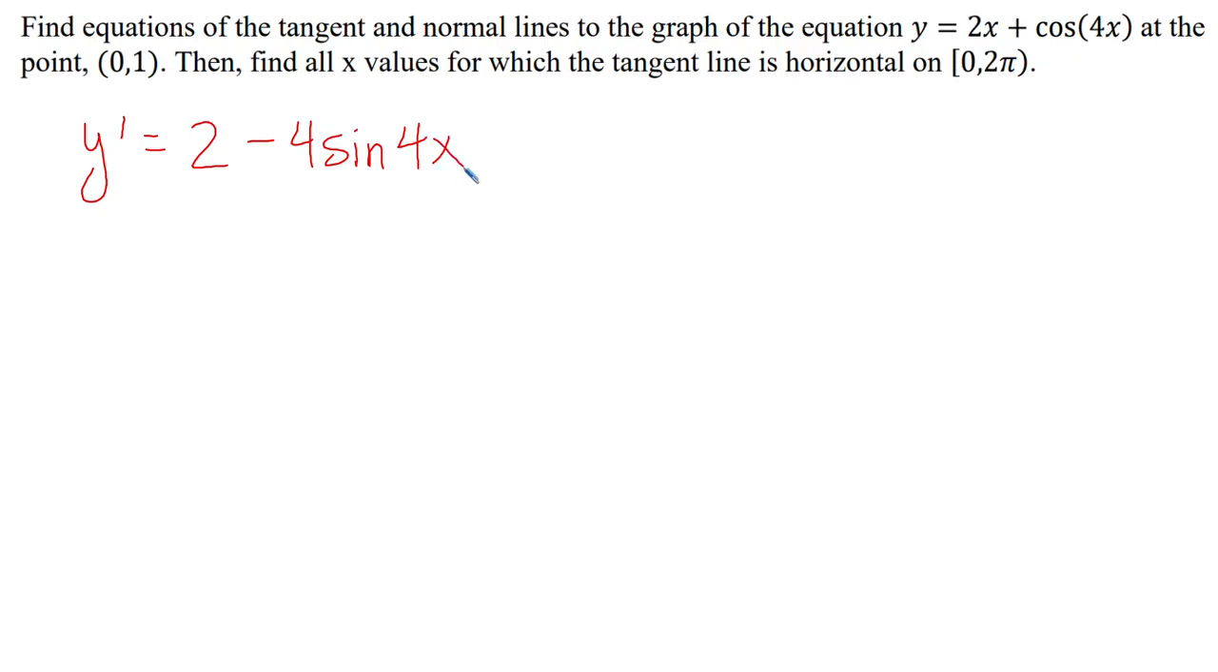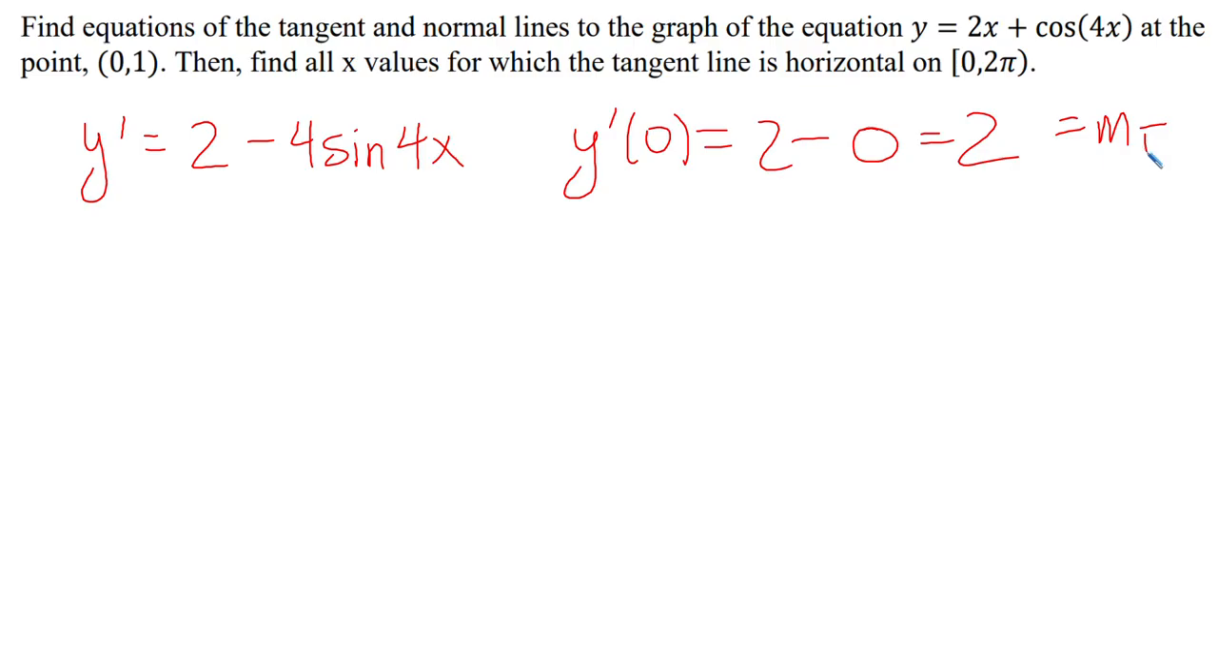And we'll evaluate that when x equals 0. Well, that's just 2 minus 4 times the sine of 0, which is 0. So our slope of our tangent line is going to be 2. And then our slope of our normal line will just be the opposite reciprocal of that, which will be -1/2.